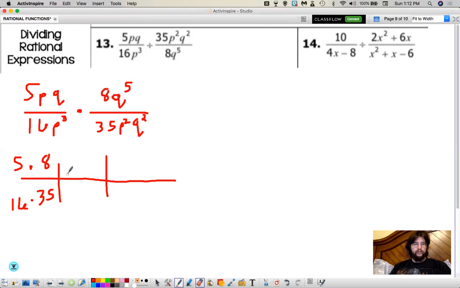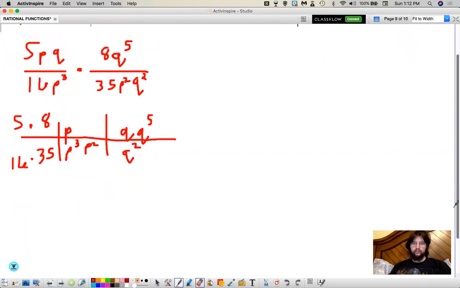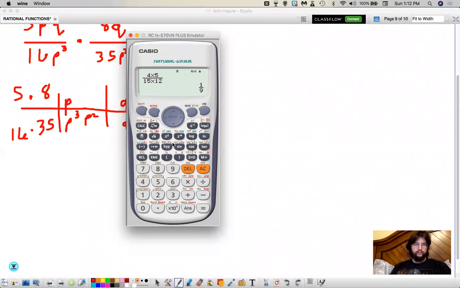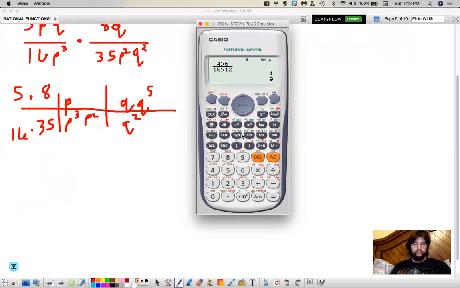Now let's do the p's. P to the first, no more p's, p cubed, p squared. Now the q's, q to the fifth. No q's, q squared. And if you don't believe me, 5 times 8, 16 times 35.